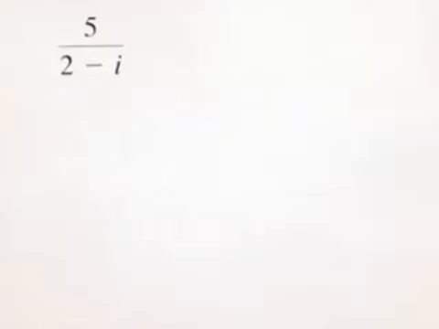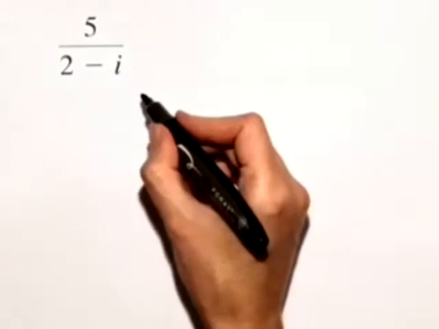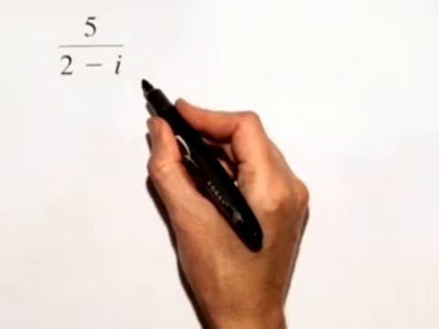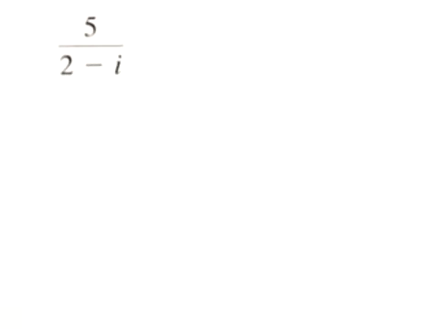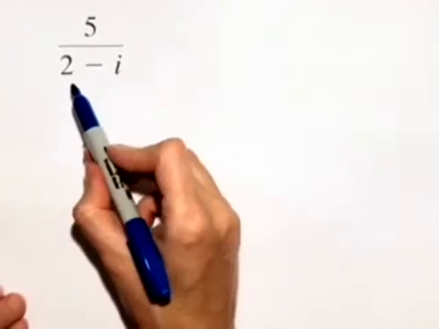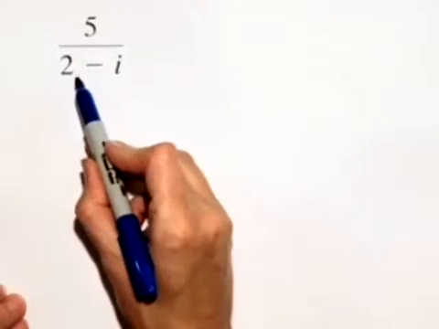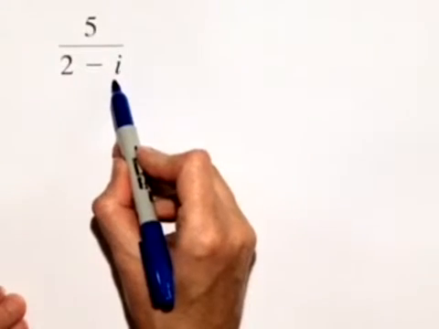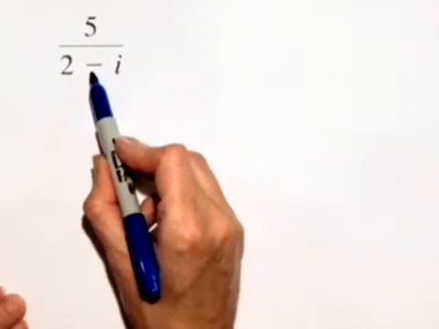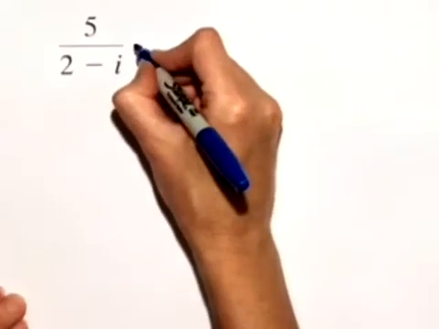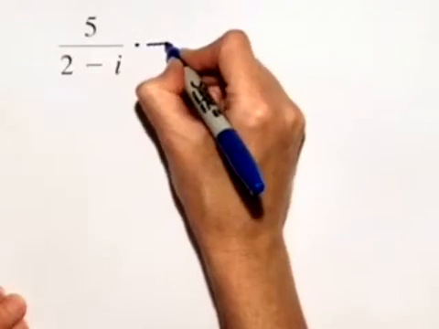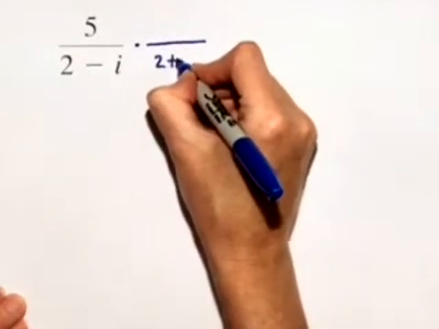For this example, we're asked to divide a complex number. We have 5 divided by 2 minus i. In order to divide a complex number, we have to use what's called the complex conjugate. And the complex conjugate looks just like this complex number 2 minus i with one exception. We change the sign in the middle, the sign in front of the i. So the conjugate of 2 minus i is going to be 2 plus i.